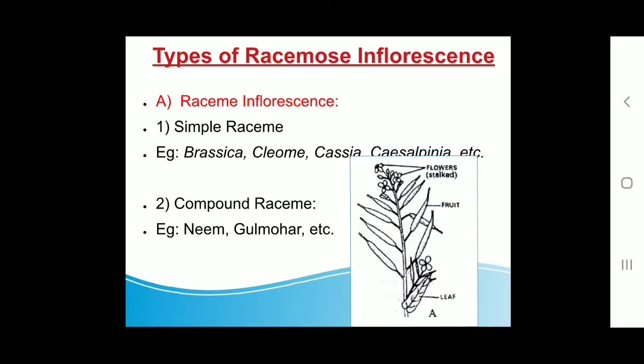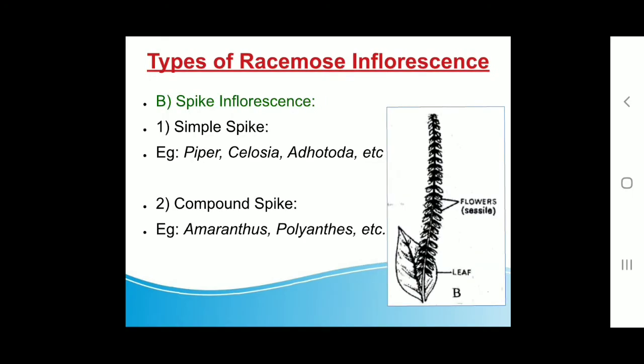Then the second subtype, that is compound raceme, which is characterized in that the main axis is elongated and branched. Second character, flowers are produced on branches. It is also called panicle. The flowers are pedicellate and are arranged in acropetal succession. Examples are Peltophorum, then neem, and third example, gulmohar. So these are some examples of compound raceme type of inflorescences. Then after that there is the second type, that is spike type of inflorescences.